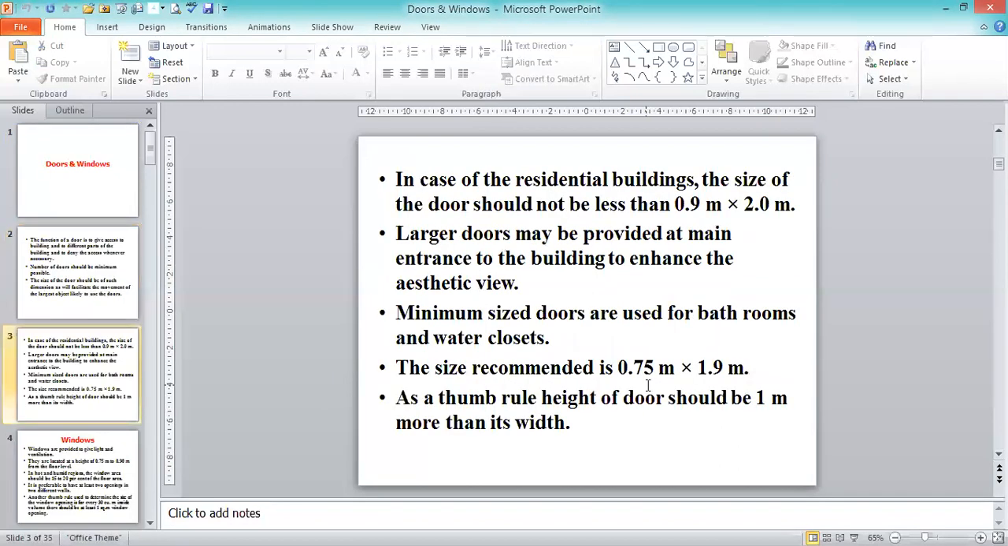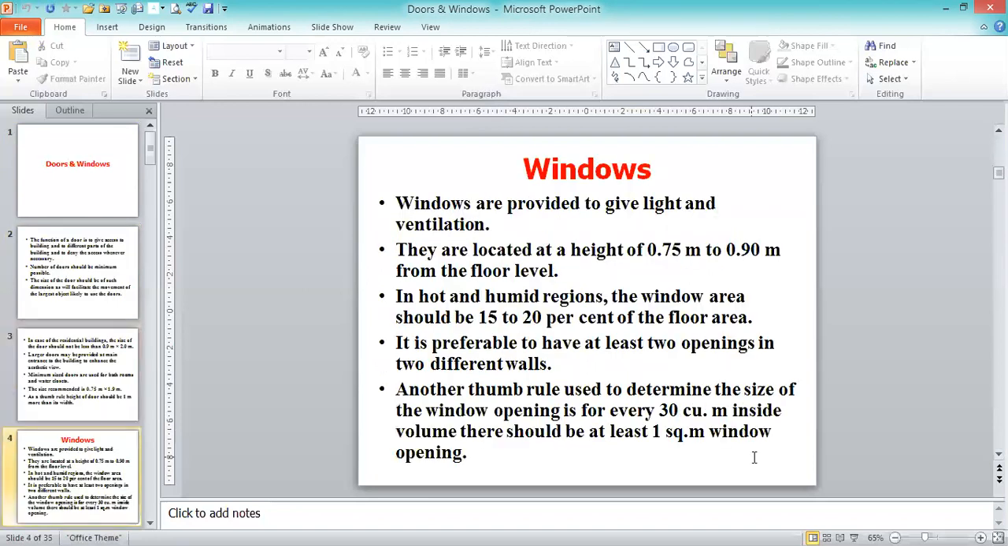Then the size of doors for a residential building is 0.9 meters by 2 meters. It should not be less than 0.9 meters by 2 meters. The recommended size is almost always 0.75 meters by 1.9 meters, which is the minimum size we use for bathrooms and water closets. As a thumb rule, the height of the door should be 1 meter more than its width. So these are the standard dimensions we use for doors: 0.9 meter by 2 meter, or the recommended size of 0.75 meters by 1.9 meters. Then the windows.